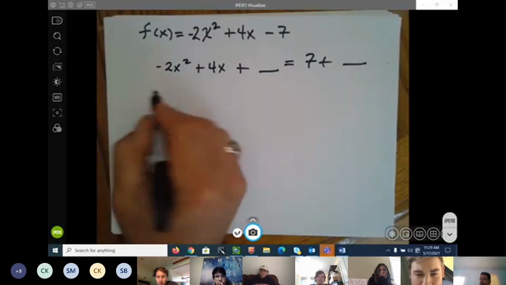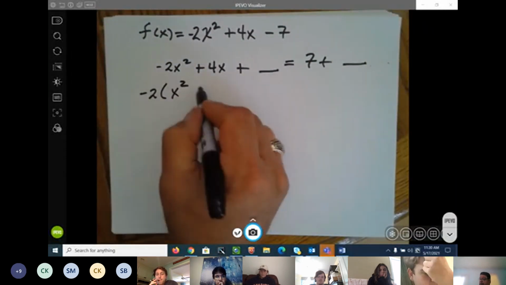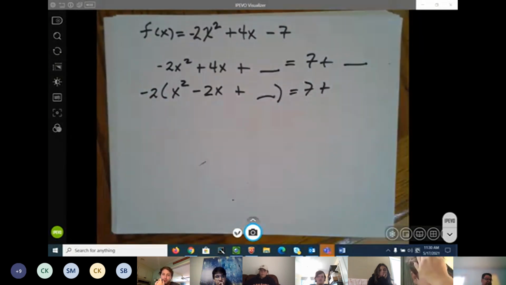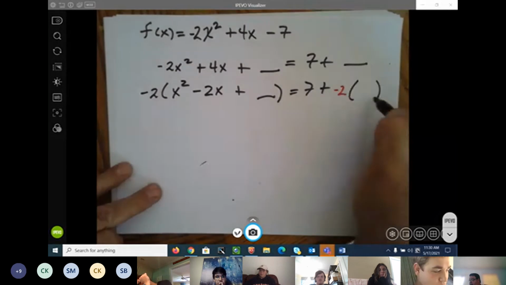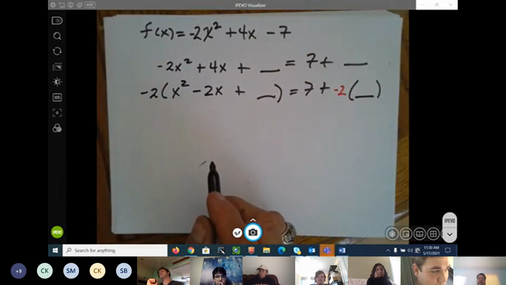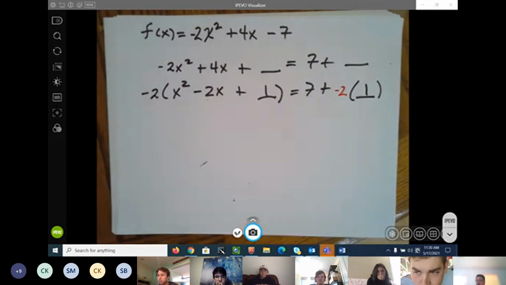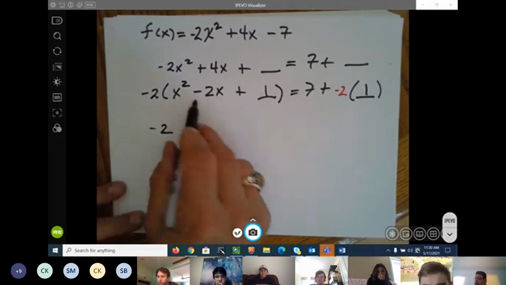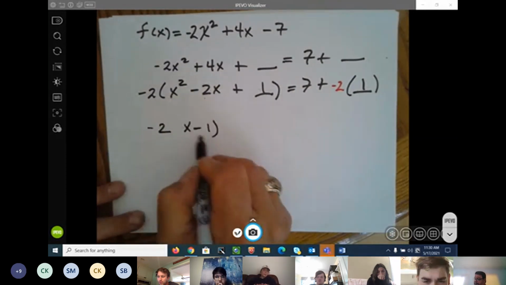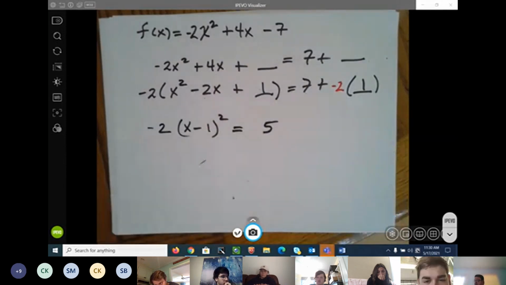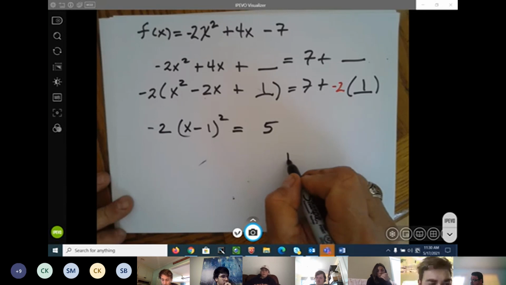Factor out a negative 2: x squared minus 2x plus blank is equal to 7 plus that negative 2 needs to be multiplied by the right-hand side blank because you factored it out. Just believe me when I say that. You don't want to go into the derivation. Half of 2 is 1. 1 squared is 1. So that's going to give us negative 2, shortcut number 2, equals 5. And now we've got a vertex of 1 comma negative 5.